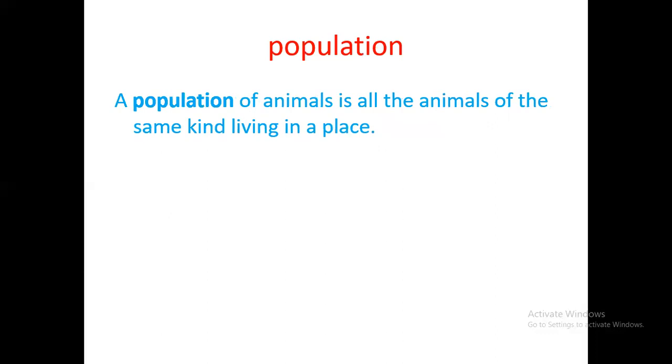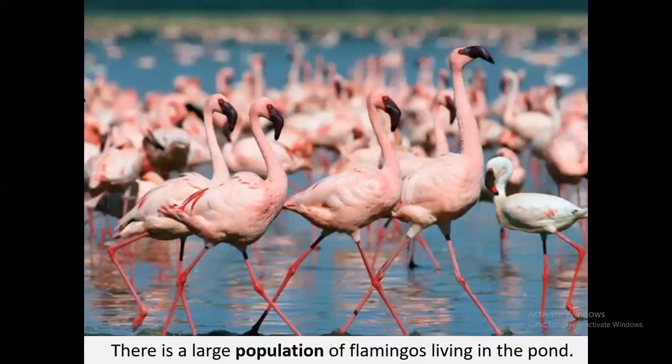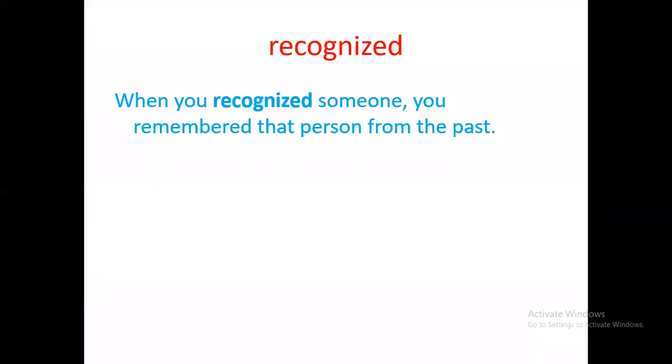Population, what's the meaning of population? The meaning of population is all the animals of the same kind living in a place, and also all the people who live in one place. So the population of animals is all the animals of the same kind living in a place. The population of people is all the people who live in the same place. There is a large population of flamingos living in the pond. We can say the population is growing or increasing. The city has a large population. That means it has a lot of people who live there.